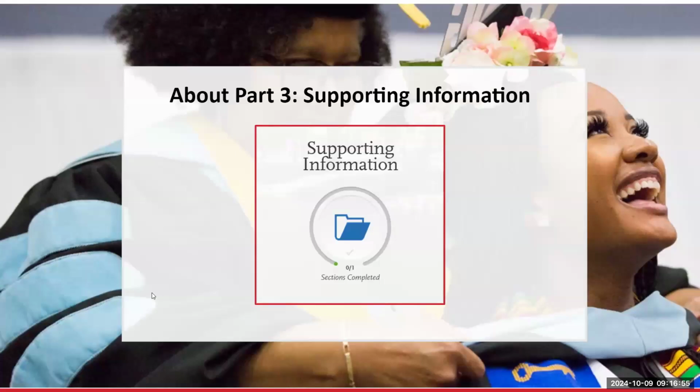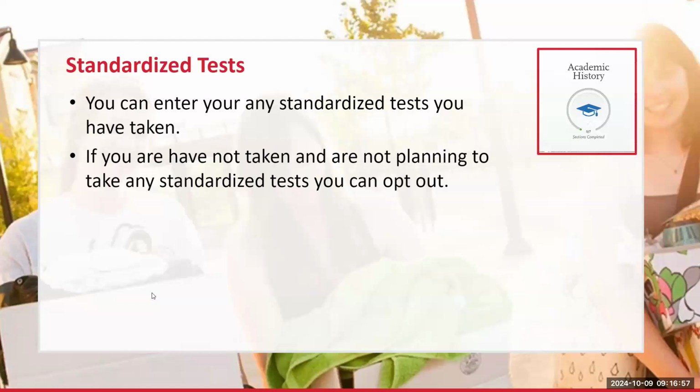Oh, I went too far. This will also ask you for any AP, so advanced placement test that you took in high school, IB, which is International Baccalaureate, or any CLEP exams. I would say IB and AP are the most common. And those you're only going to report if you got a 3 or better on AP, or you took the HL version of IB and got a 5 or better.